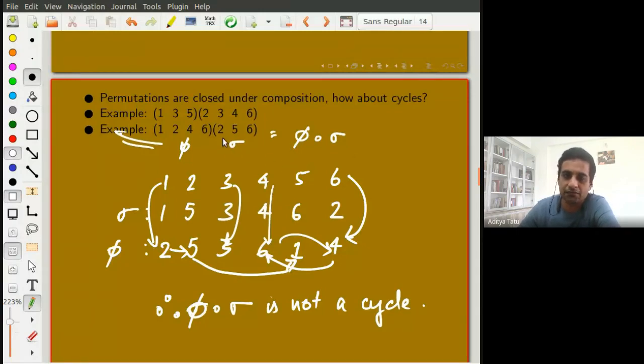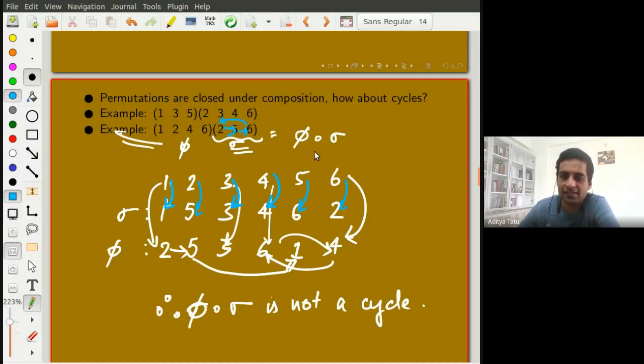Okay, so in this example, we start with the permutation sigma. What does sigma do? Apart from 2, 5, 6, all elements remain as they were. So 1 goes to 1, 3 goes to 3, 4 goes to 4. What happens to 2? 2 goes to 5, 5 goes to 6, and 6 goes to 2.